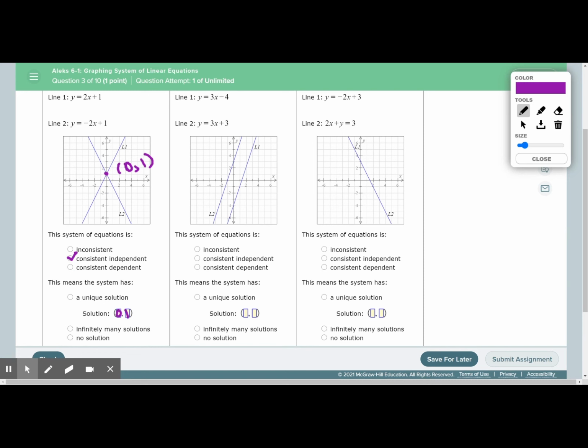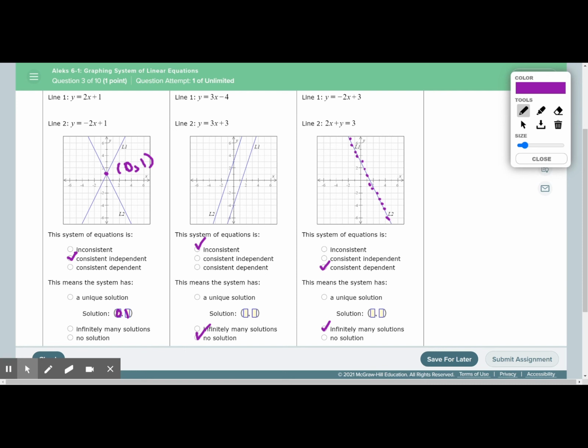Okay, the lines are parallel, which means they don't cross each other. It's going to be inconsistent. The solution, there's no solution because they don't cross. All right, the next one looks weird, right? You just see one line, but there's two, L1 and L2, which means that they are on top of each other. That's why you only see one line. So that means it's consistent because they cross everywhere, and it's dependent because they're on top of each other. The solution is going to be infinitely many solutions.